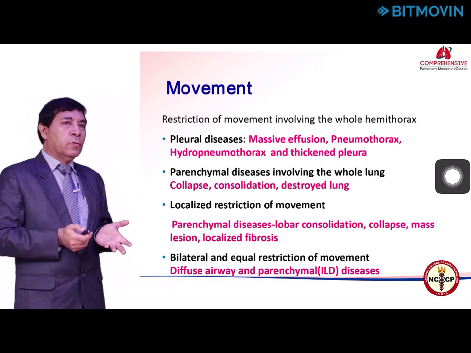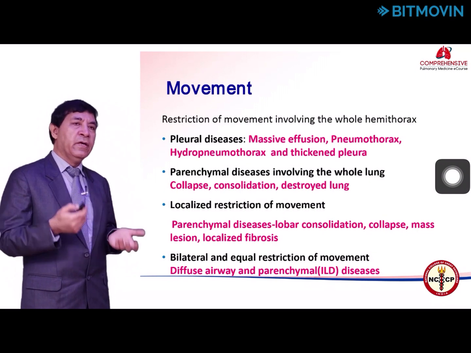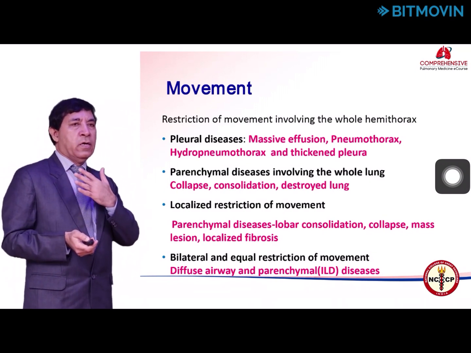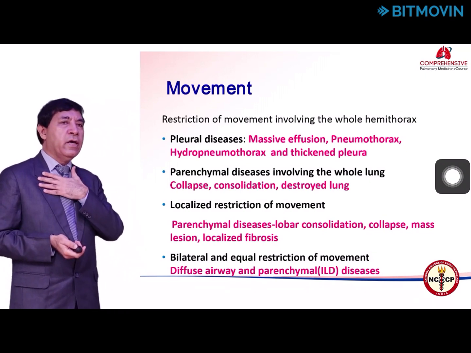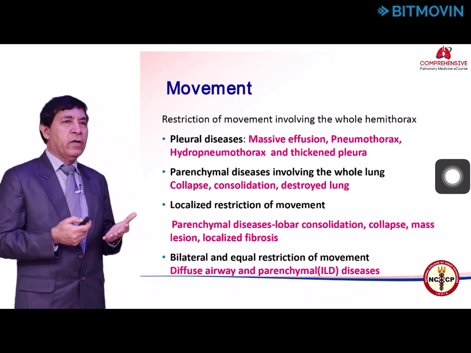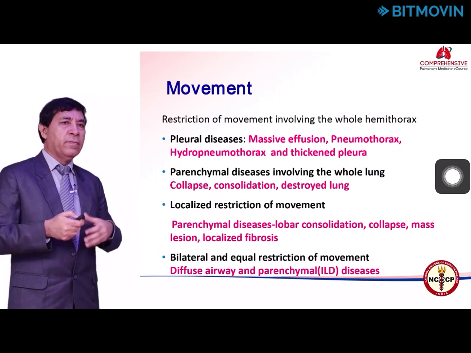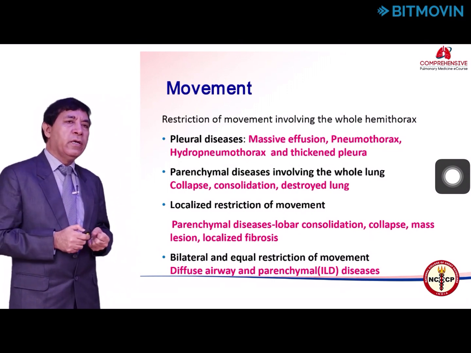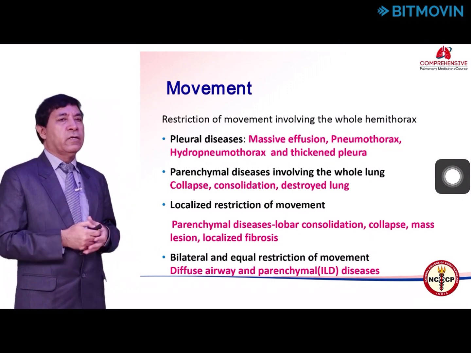As we all know, the surface anatomy of the upper lobe involves anteriorly the apical areas, the clavicular area, subclavicular area, mammary area, and posteriorly the suprascapular and interscapular areas.